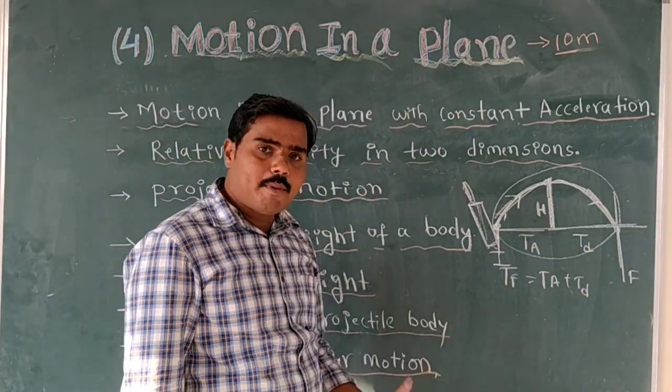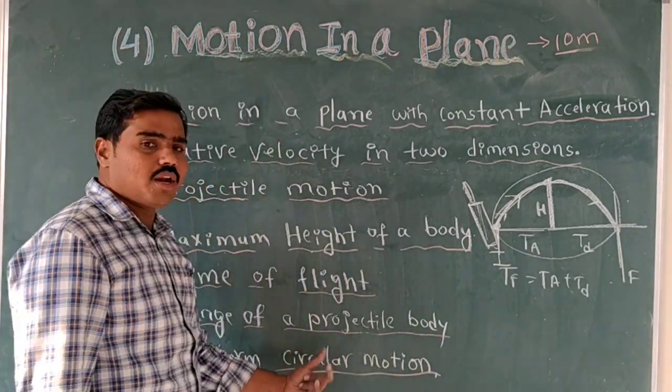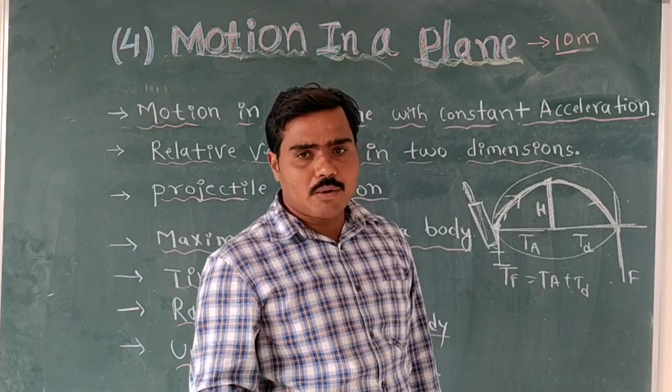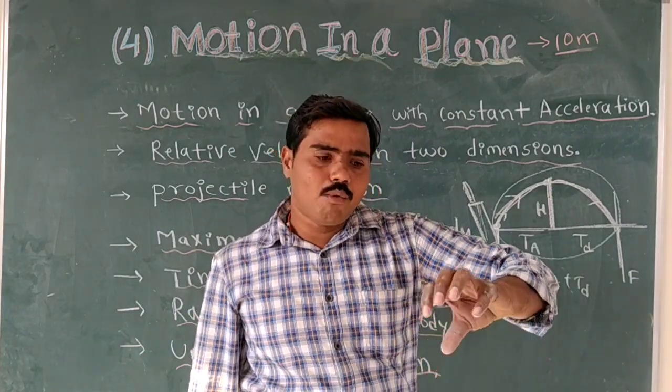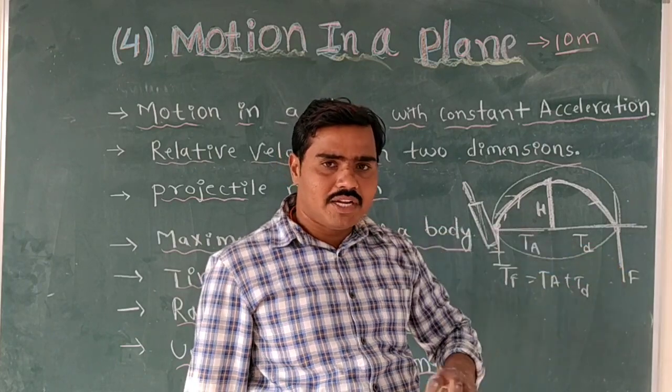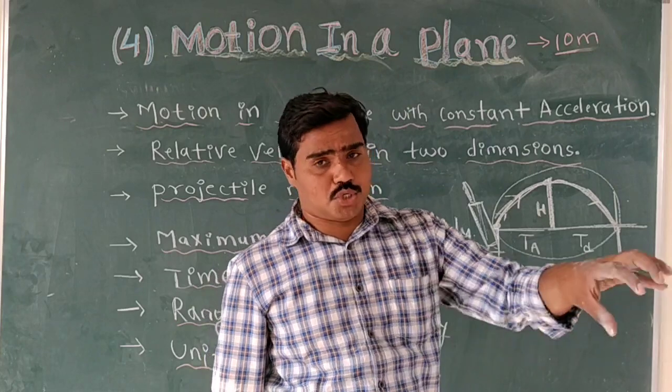That range depends upon the applied force. Then the last one, uniform circular motion. Uniform means equal. The body covers equal displacement in equal intervals of time. That body is rotating in a circular path with uniform motion.